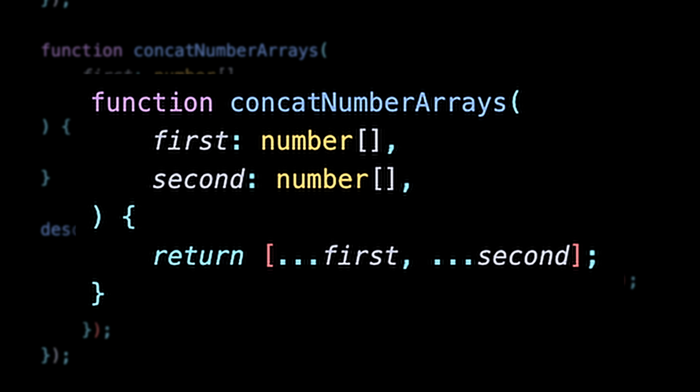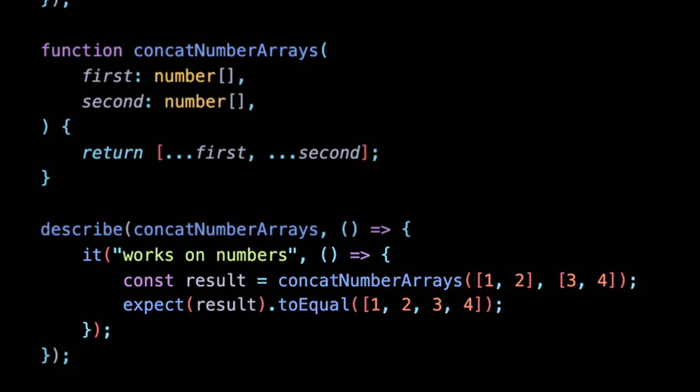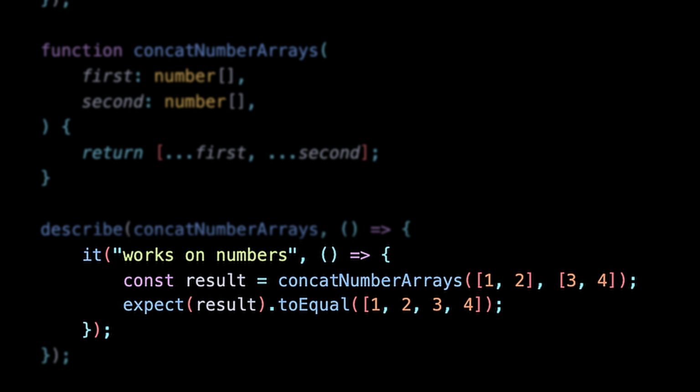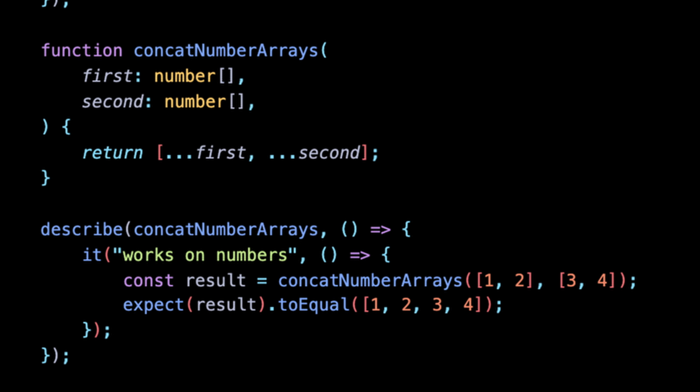Because we don't really care what's inside the arrays, the way that we join them is the same regardless of the data inside them. This new function works on numbers as we expect, but if we were to run it on strings, it would have the same error as before.